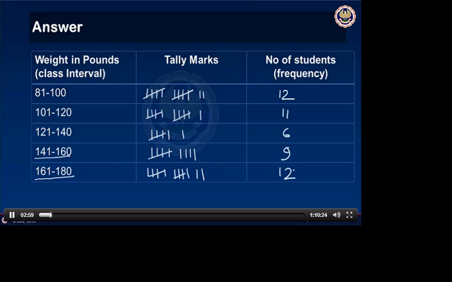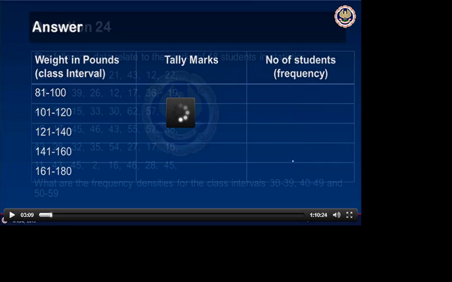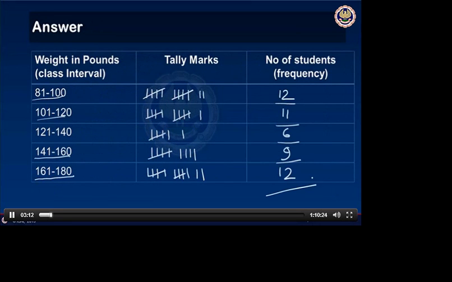So now we have tabulated the data, and we have put the class intervals. And in respect of that, we have the number of frequencies, or the number of students falling under each weight category. So this solves our problem. All this data has been tabulated, and we were required to find out the frequencies of the 5 class intervals. The frequencies are 12, 11, 6, 9, and 12.